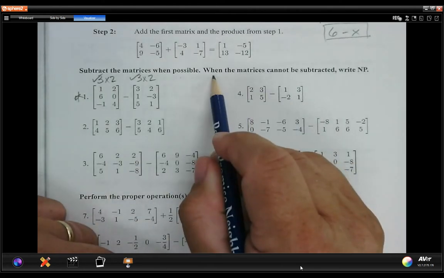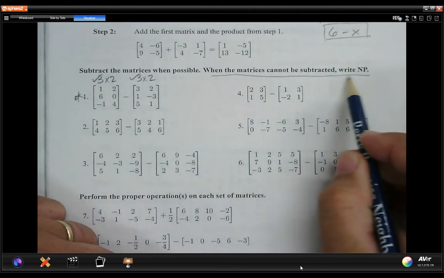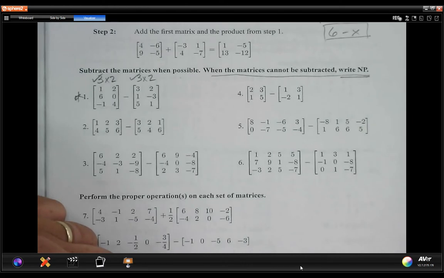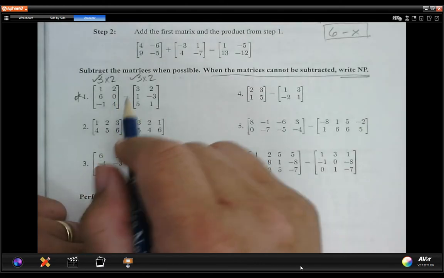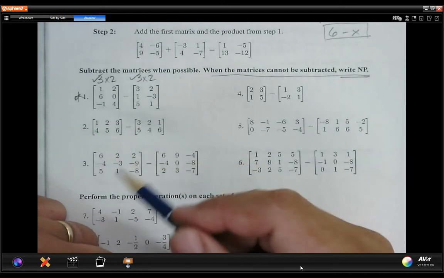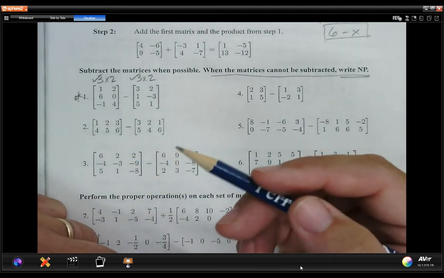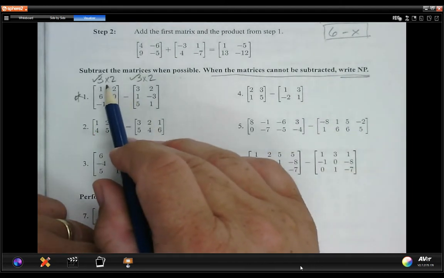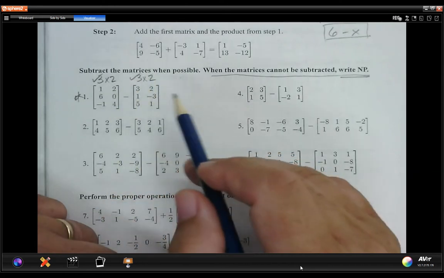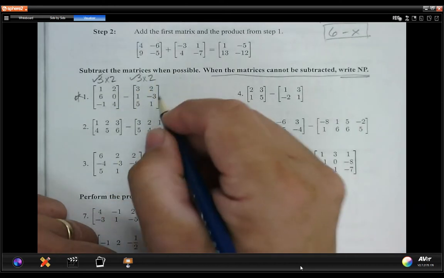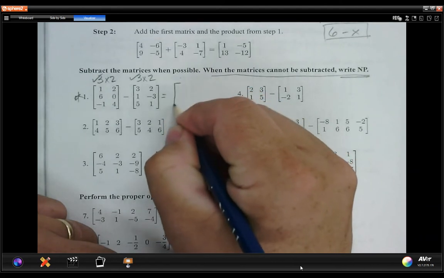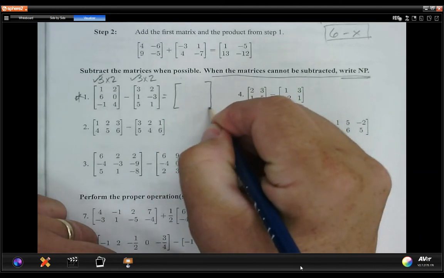Again, our instruction says when the matrices cannot be subtracted, write MP. So we know there's going to be some that are not going to be able to be subtracted. Okay, so do that first. I don't want you to start going through the process of doing it before you actually figure out what's going on. So if this is a 3 by 2 and we're subtracting a 3 by 2, what size matrix am I going to have? Well, I'm also going to have a 3 by 2. So we'll just go ahead and kind of sketch out my brackets, okay?